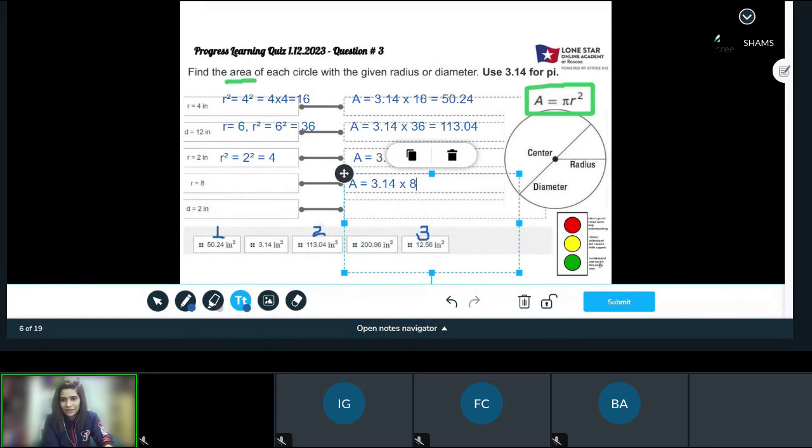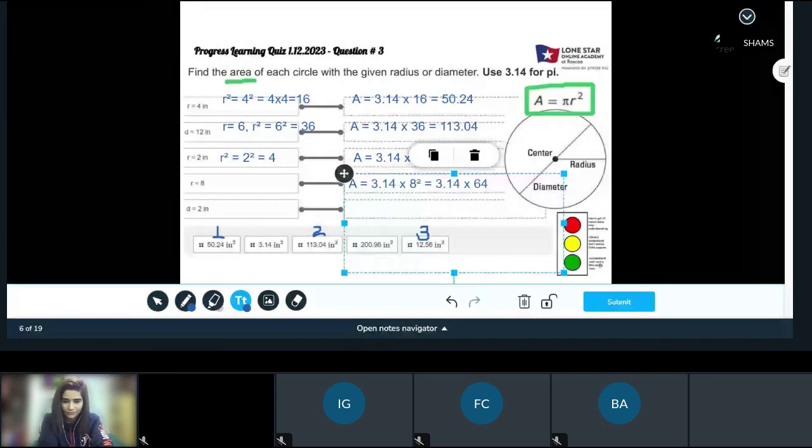And 8 times 8 is 64. Right? So you multiply pi, 3.14, times 64 to get, according to Ben, 200.96. You get 200.96. And then you will do the last question.